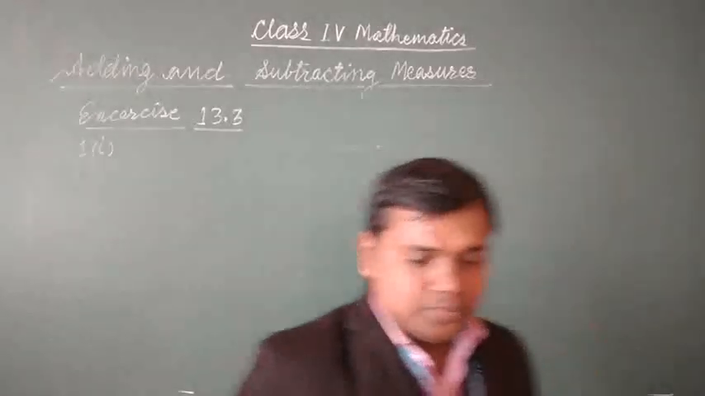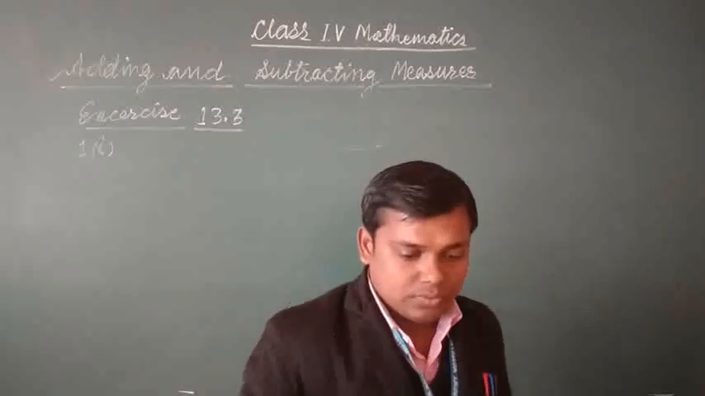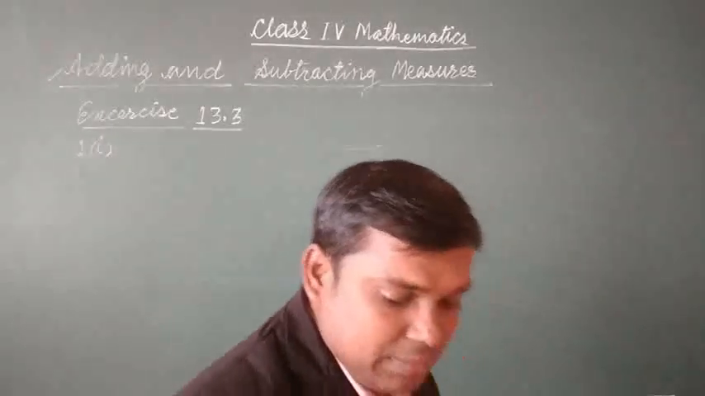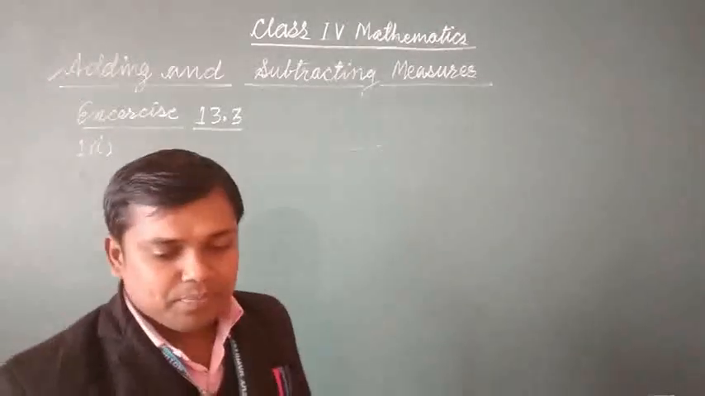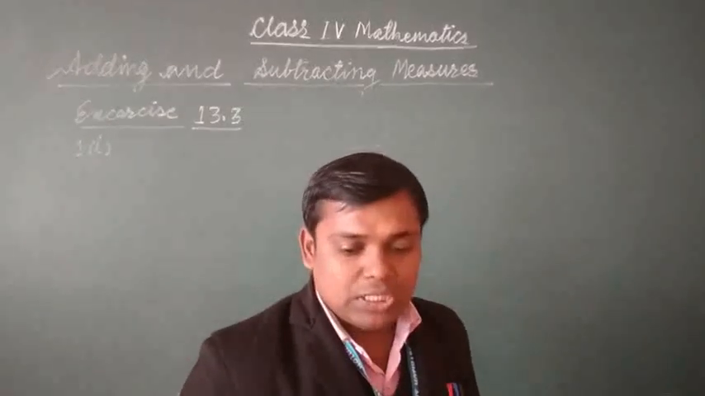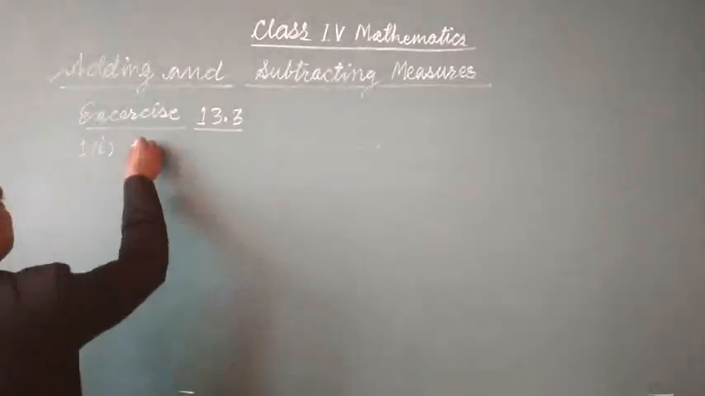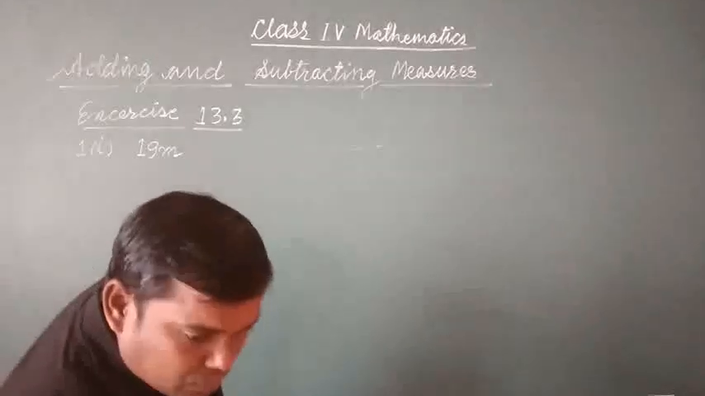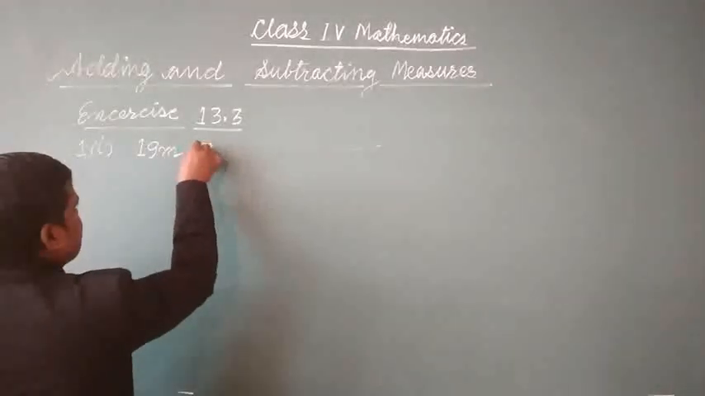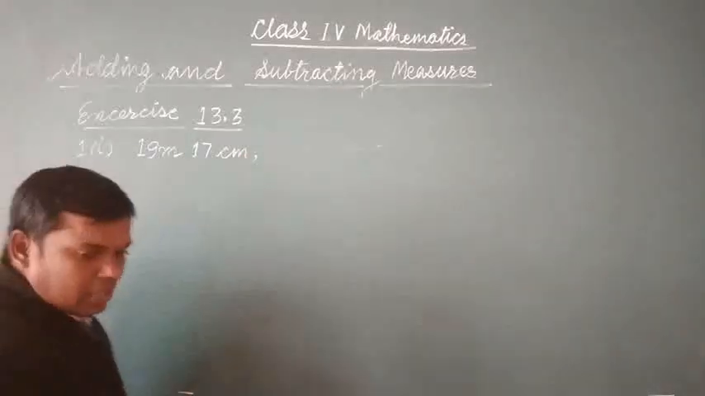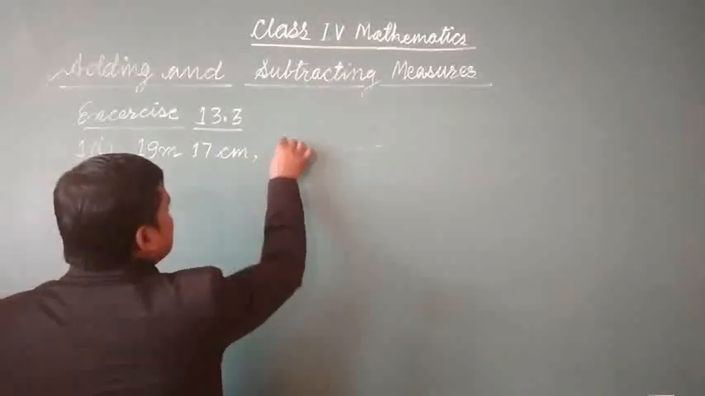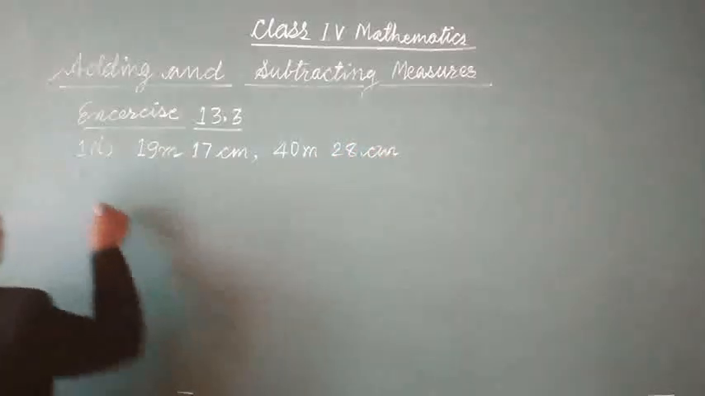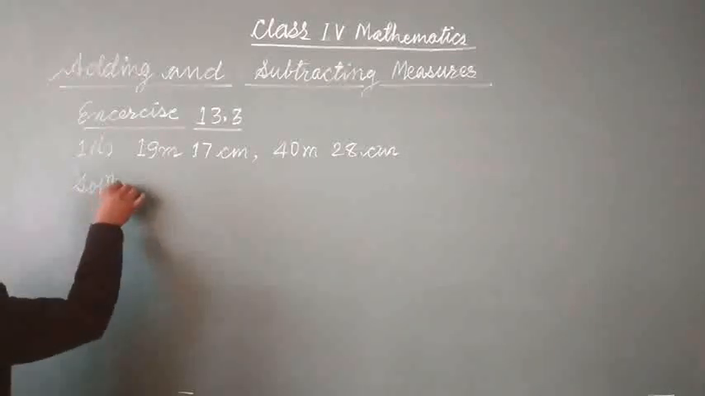It is written here, find the sum of 19 meter 17 centimeter, comma 40 meter 28 centimeter. So it is written here 19 meter 17 centimeter, comma 40 meter 28 centimeter. So as the written instruction, find the sum.